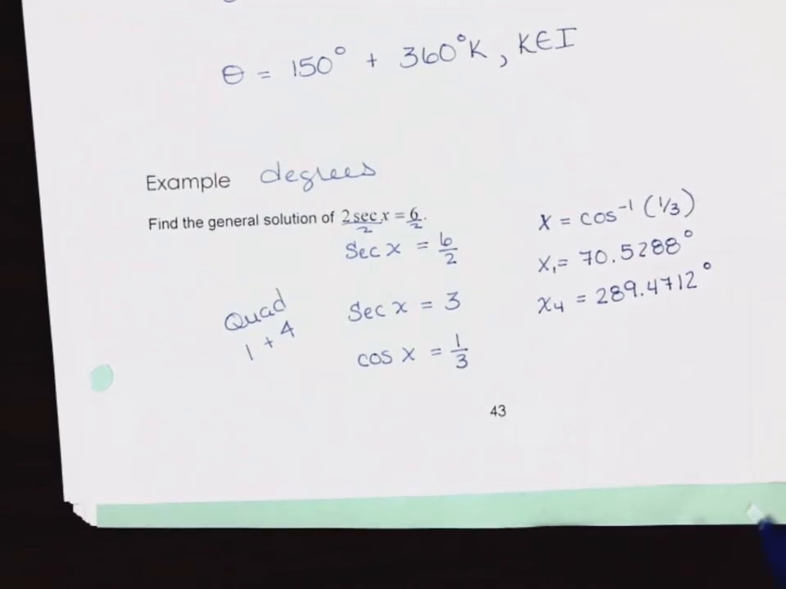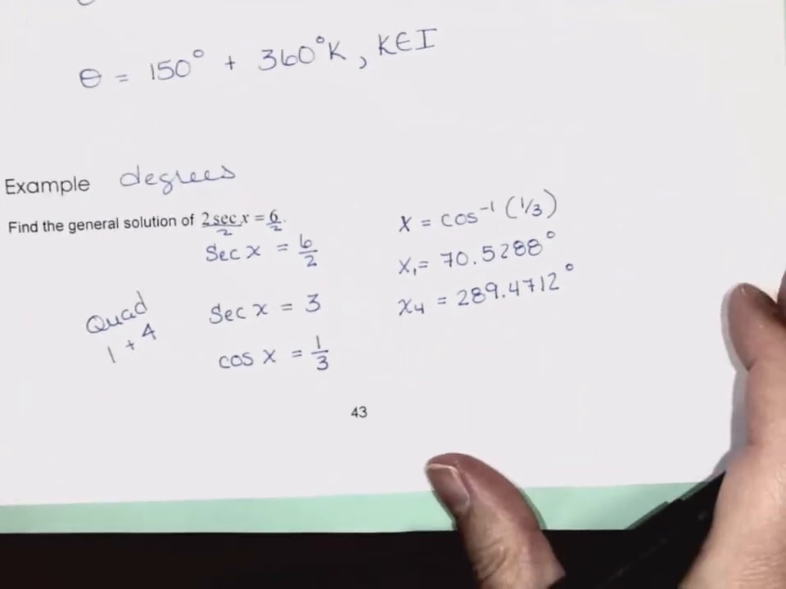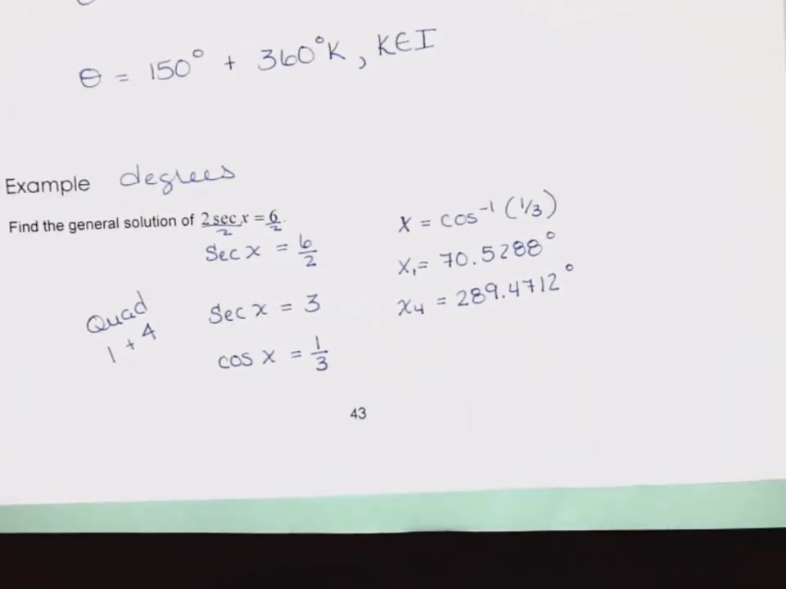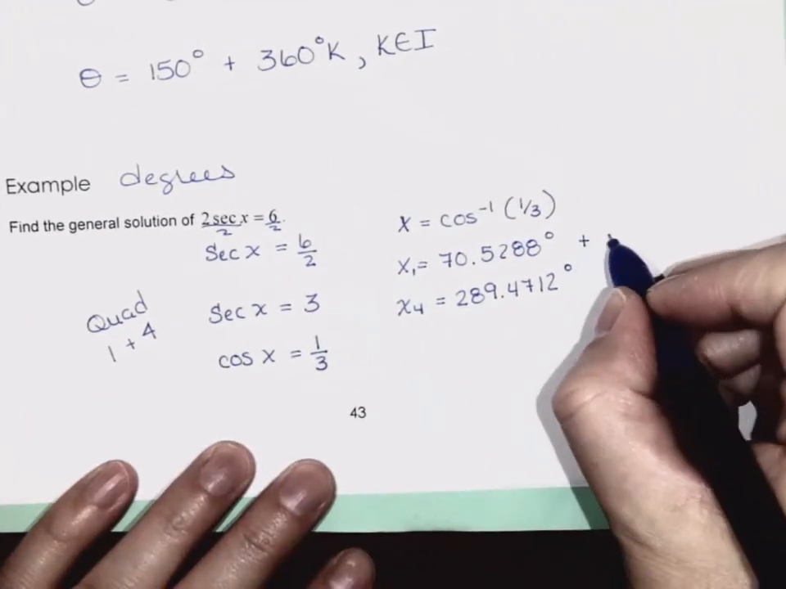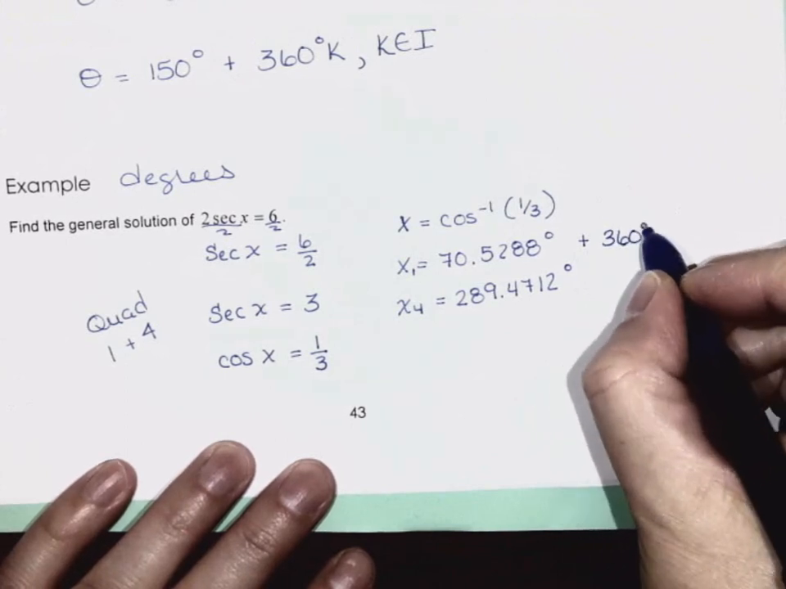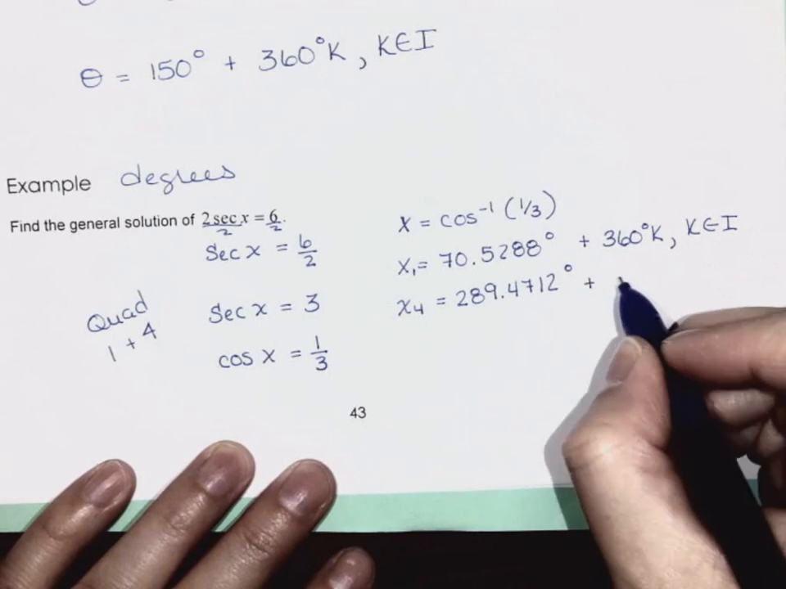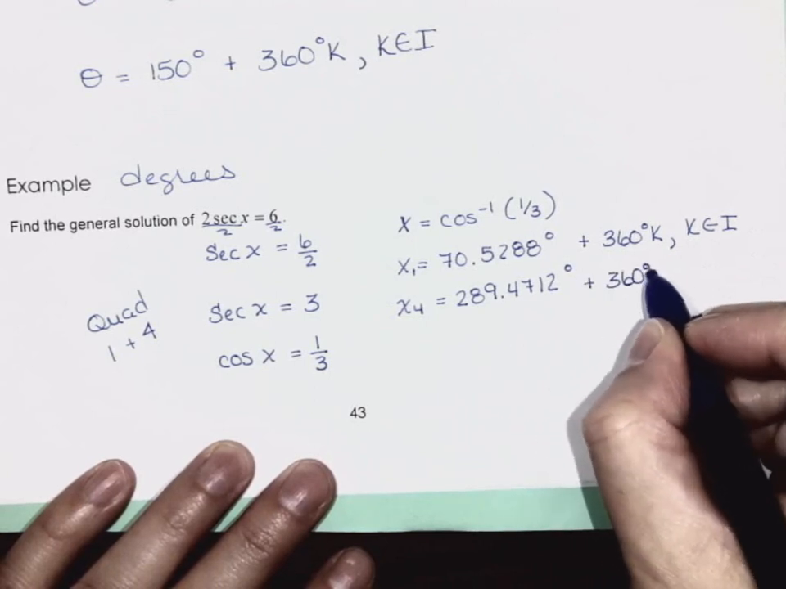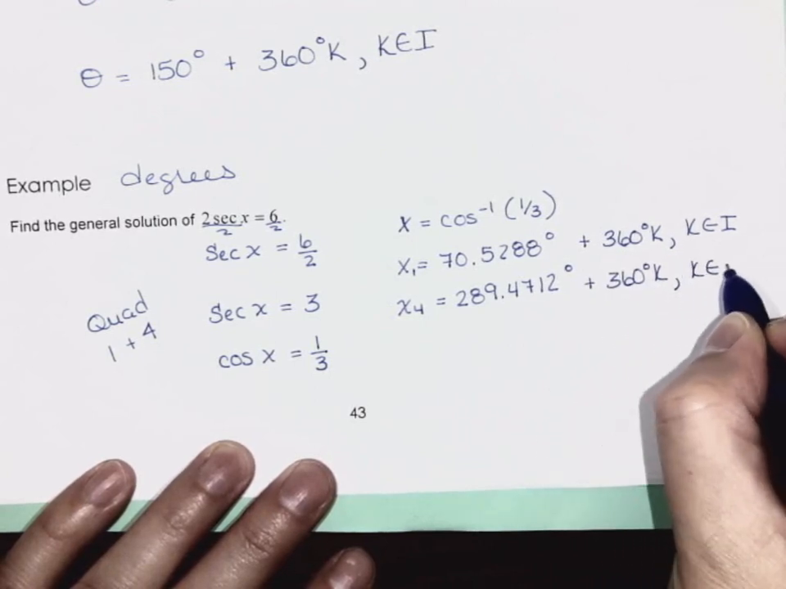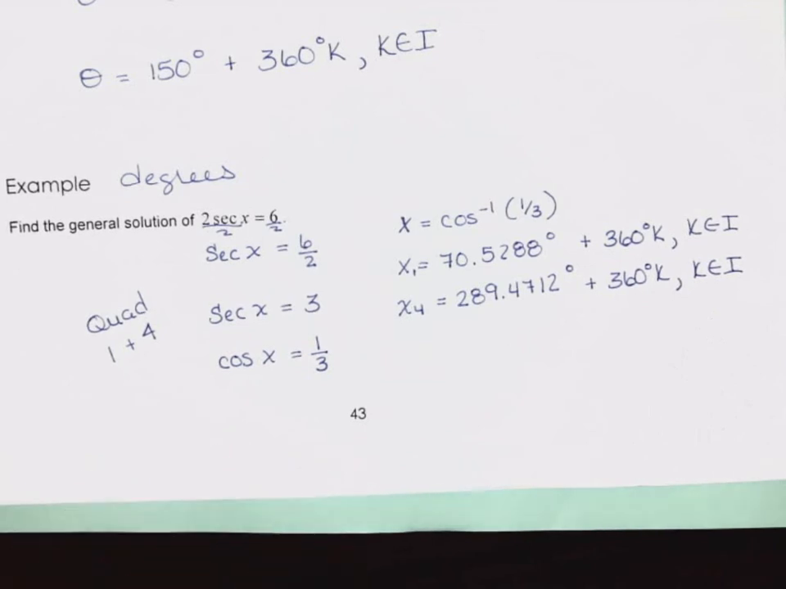Okay. So you have both of them. Now what are you going to do with them if we're making a general solution? Plus 360 degrees k, where k is an element of the integers, plus 360k, where k is an element of the integers. The nice thing about general solutions is you're going to find the two places on one full rotation, and then you're just going to slap that on.